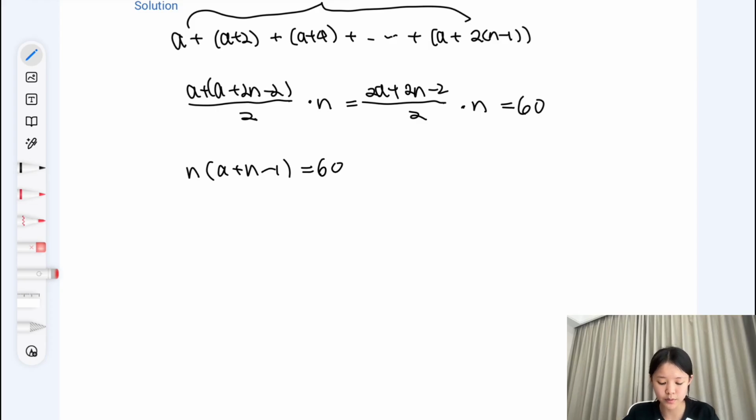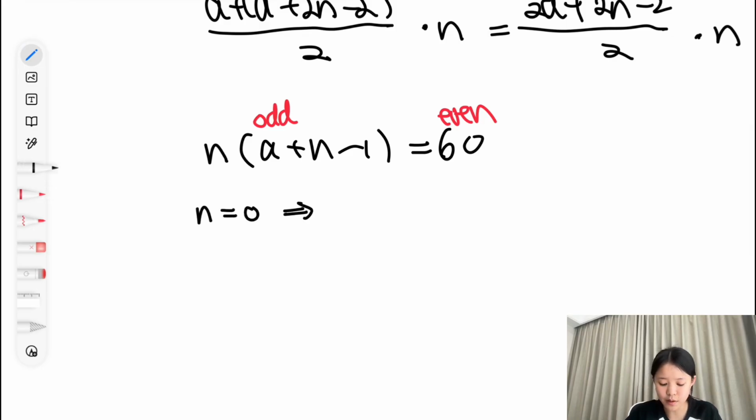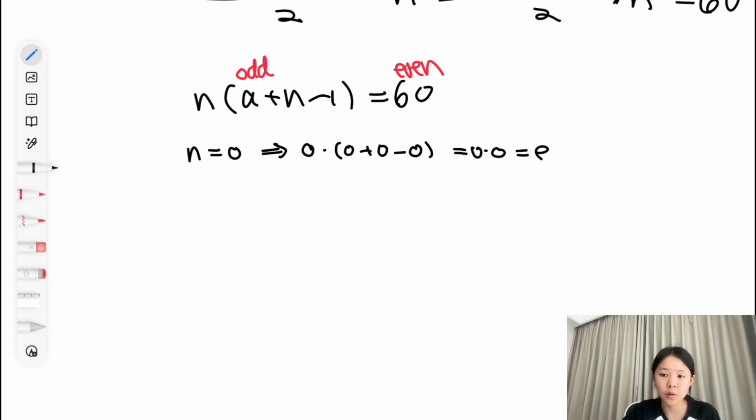So if we look at the parity of these numbers, we know that a has to be odd and that this thing, 60, is even. And so let's assume if n is odd, what would happen? If n was odd, you would have an odd number times odd plus odd minus odd. And so that comes down to an odd times odd equals an even, which is something that is not possible. So that means this is crossed out and that n has to be even.